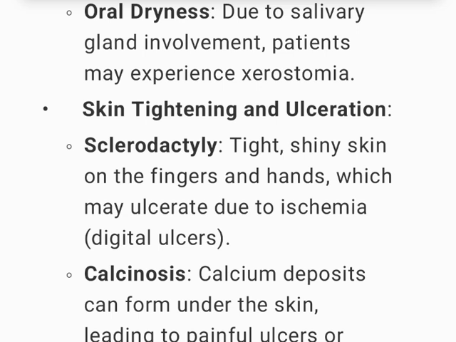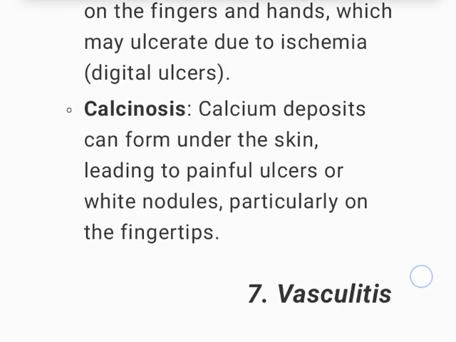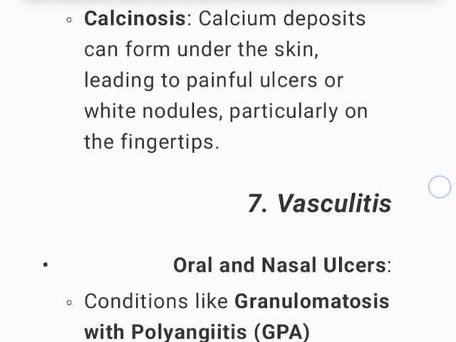Skin tightening and ulceration. Sclerodactyly, tight, shiny skin on the fingers and hands, which may ulcerate due to ischemia, digital ulcers. Calcinosis. Calcium deposits can form under the skin, leading to painful ulcers or white nodules, particularly on the fingertips.